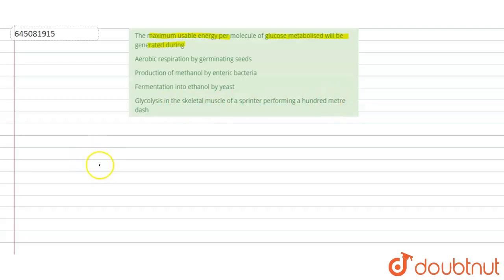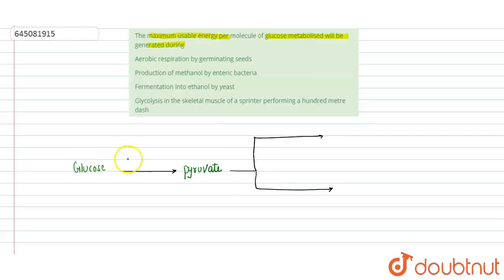Firstly we will see the mode of respiration. It starts with glucose as a substrate, then it forms pyruvic acid. Here we can write it as pyruvic acid or pyruvate molecule. Pyruvic acid undergoes two different modes. It could undergo aerobic respiration or anaerobic respiration, depending upon the availability of oxygen.